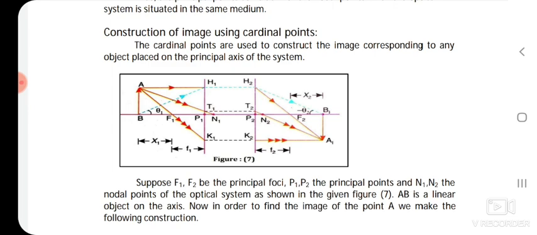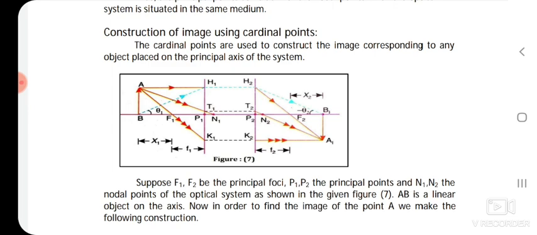So as we know, H2P2 is parallel to AB, having the same height. That's why instead of H2P2 you can write AB also. Therefore, A1B1 divided by AB is equal to X2 by F2.